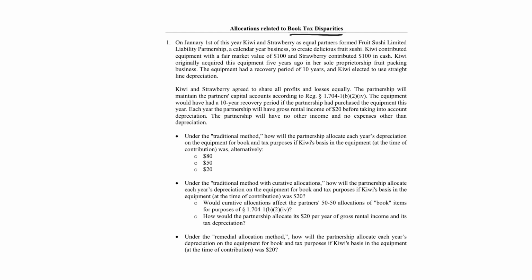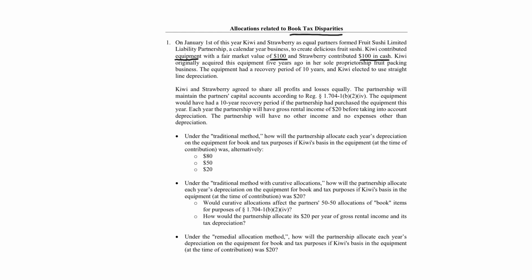So Kiwi's contributing equipment, fair market value $100, and Strawberry contributes $100 in cash. So they're 50-50 partners, both contributing $100 in stuff. One contributes cash. That person is going to be a non-contributing partner. And the other person is transferring property, which is going to have a built-in gain or built-in loss. Because if we have book-tax disparities, it comes from that.